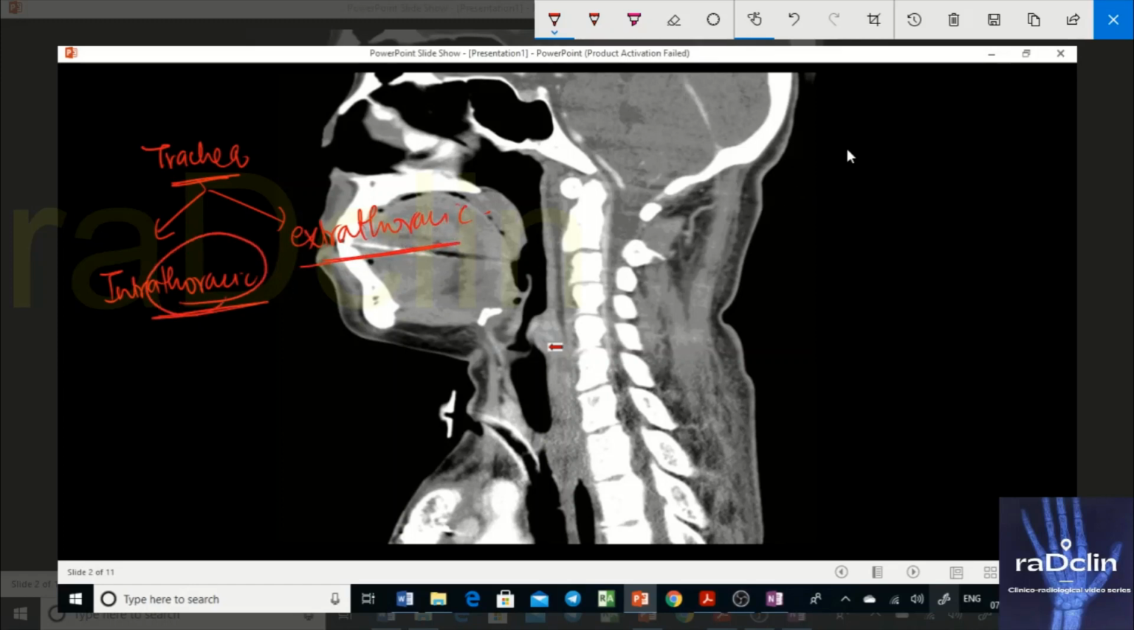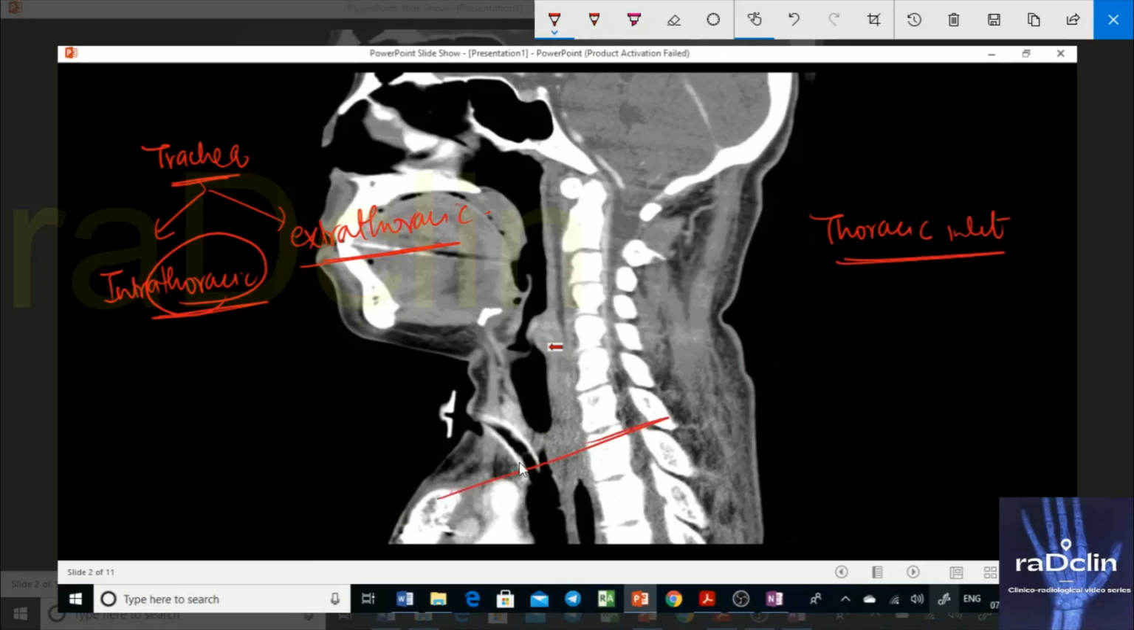So what is the superior most extent of thorax? The superior most extent of thorax is your thoracic inlet, through which your neck ultimately continues into thorax. And what is your thoracic inlet? It's a slanting plane. It's not a horizontal plane. It's rather a slanting plane.